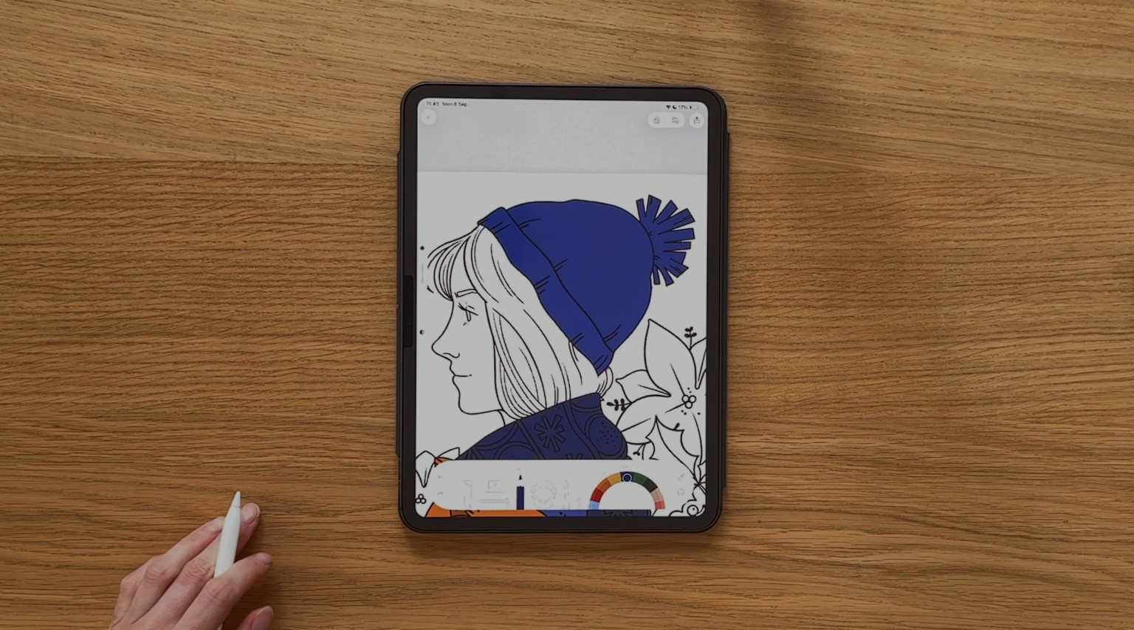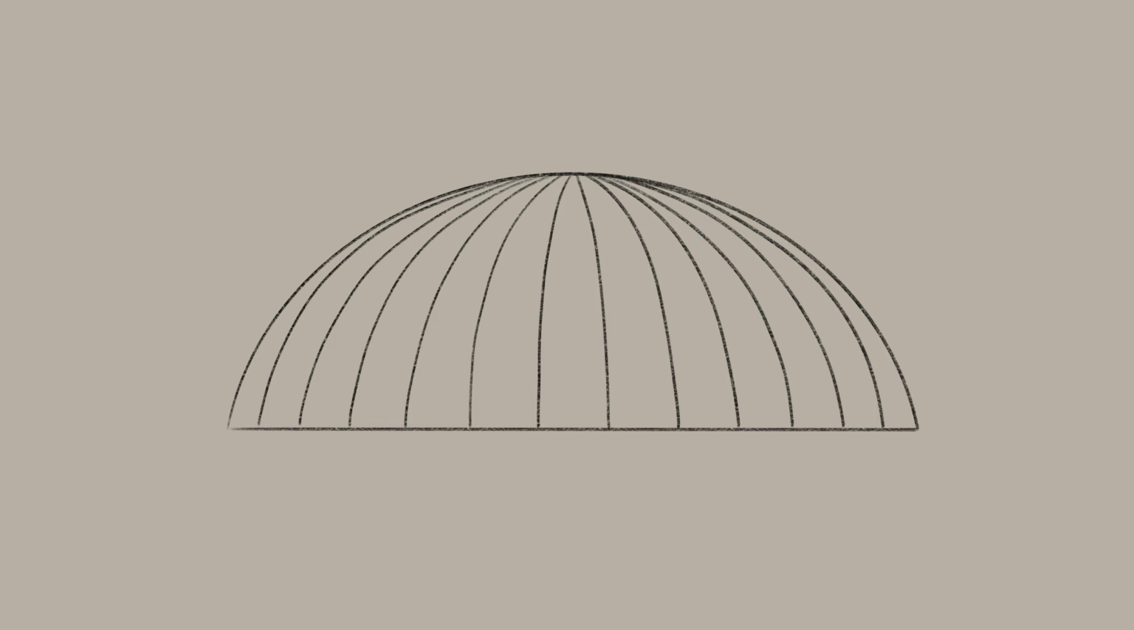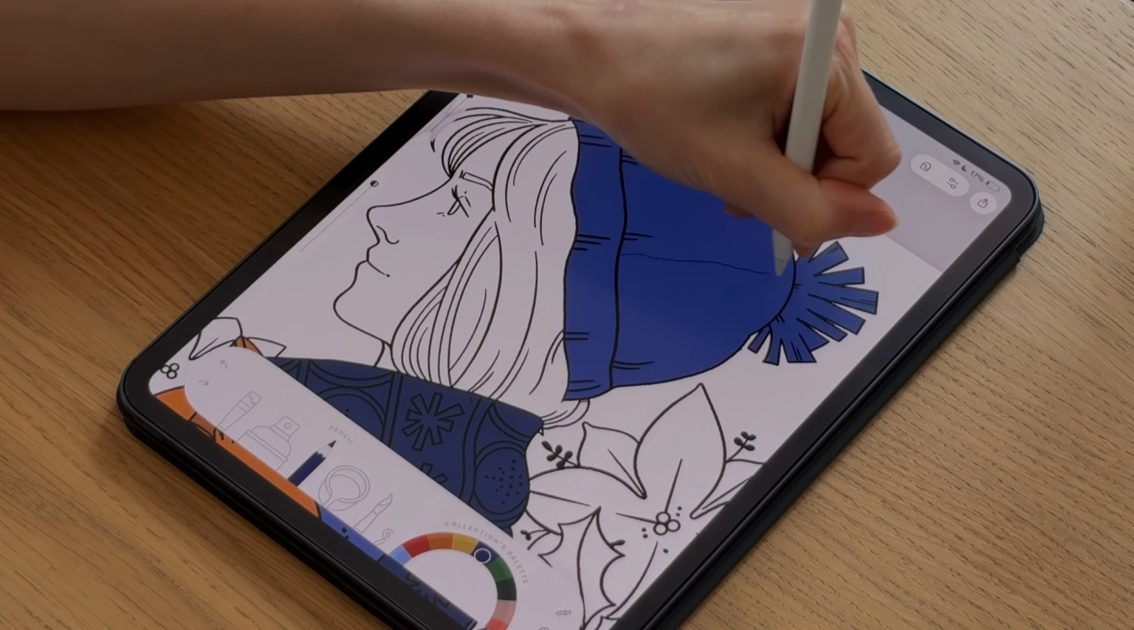Let's create a pattern on the hat. A hat is dome-shaped. If we look at a wireframe model of a dome, we can see that lines converge on top and that they are more spaced apart at the bottom. On the sides, the lines appear more curved and closer together. This will help guide us when creating pattern on the hat.